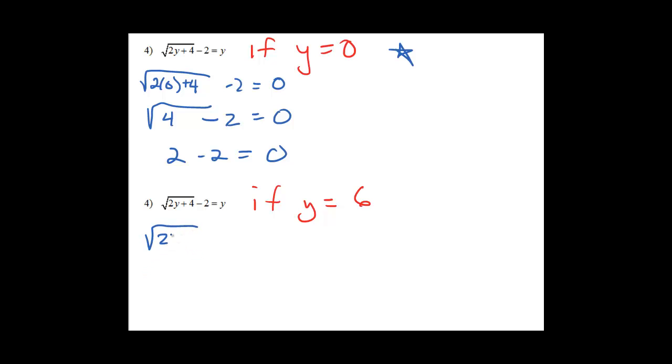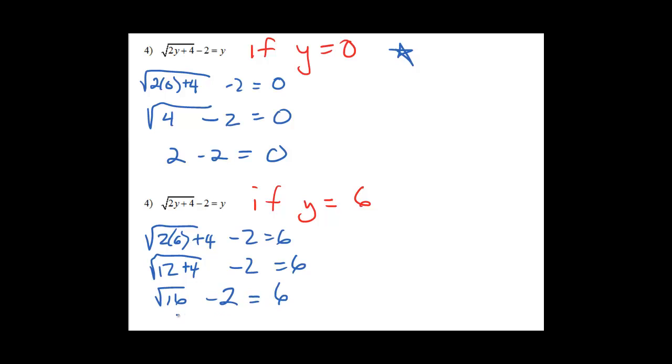Let's check it if y equals 6. So here we have the square root of 2 times 6 plus 4, minus 2, equals 6. And that would be the square root of 12 plus 4 minus 2 equals 6. The square root of 16 minus 2 equals 6. 4 minus 2 does not equal 6. So this one is extraneous. And this one is not. So your solution set would be 0.